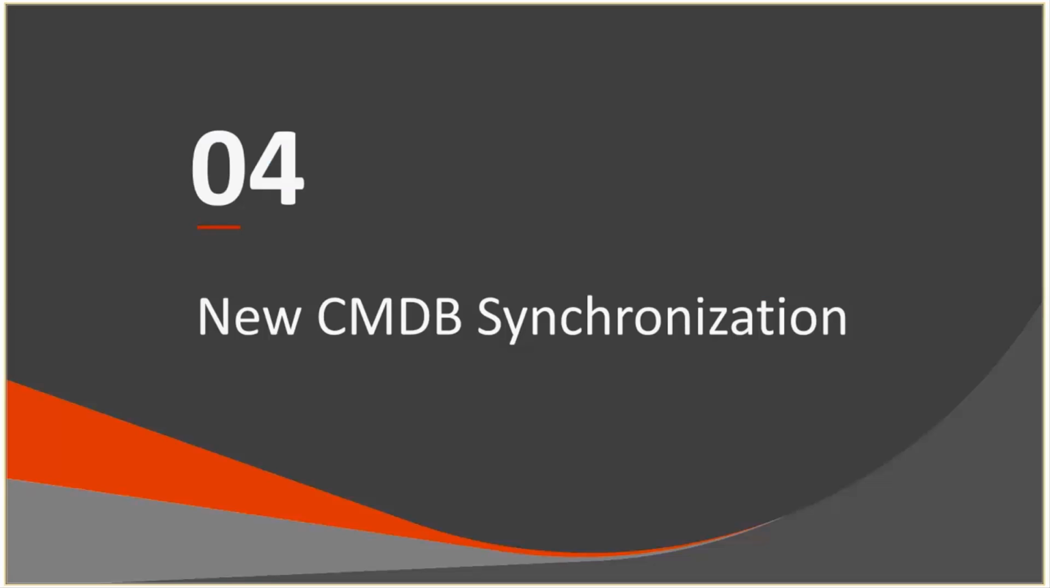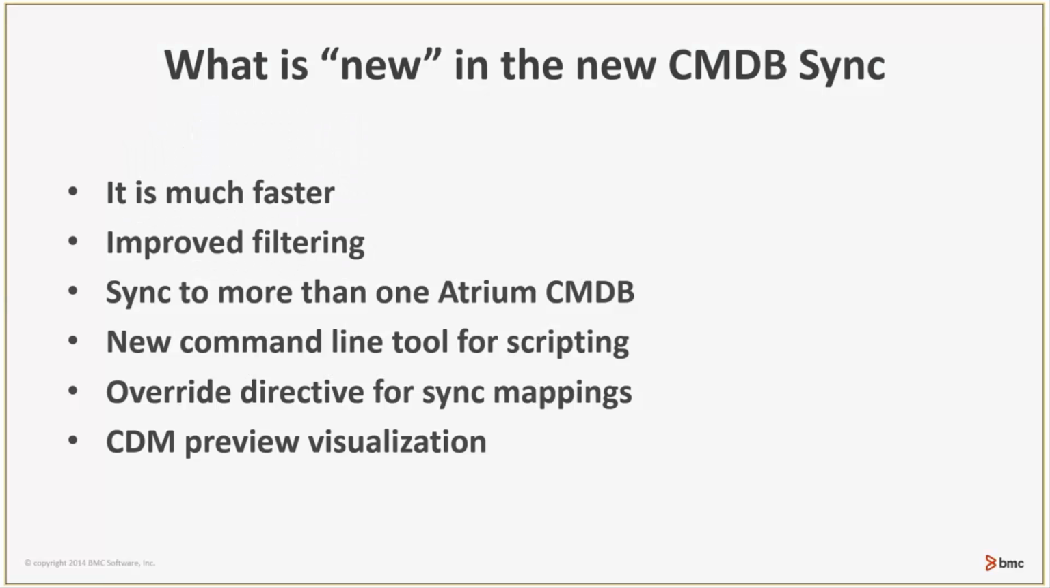New CMDB synchronization. What's new in the new CMDB sync is dramatically improved performance. It is much faster. We've improved filtering, and we've made it possible to sync to more than one Atrium CMDB from ADDM. The new overview page shows all of the CMDBs that ADDM is configured to sync to. From here, sync to CMDBs can be paused, unpaused, enabled, and disabled. This will be useful to push ADDM data to development and production CMDBs simultaneously, for instance.